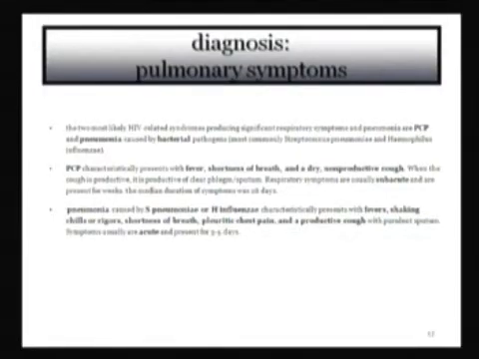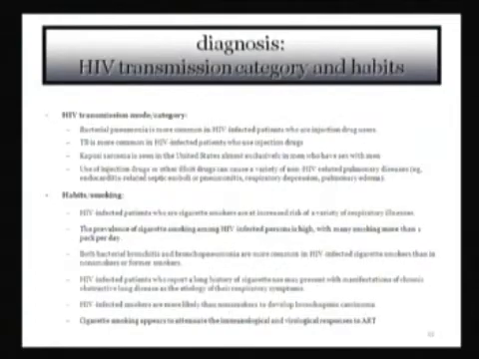So now, looking at pulmonary symptoms that a person is presenting with, the most likely HIV-related infections that present with significant respiratory symptoms are PCP and pneumonia caused by bacterial pathogens. There is a difference between the presentation of PCP pneumonia and bacterial pneumonia. I'm not going to spend a lot of time discussing this because we'll go back to it in a little bit.